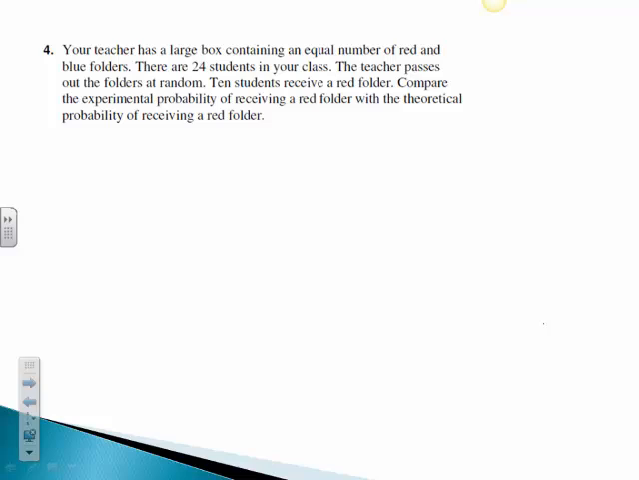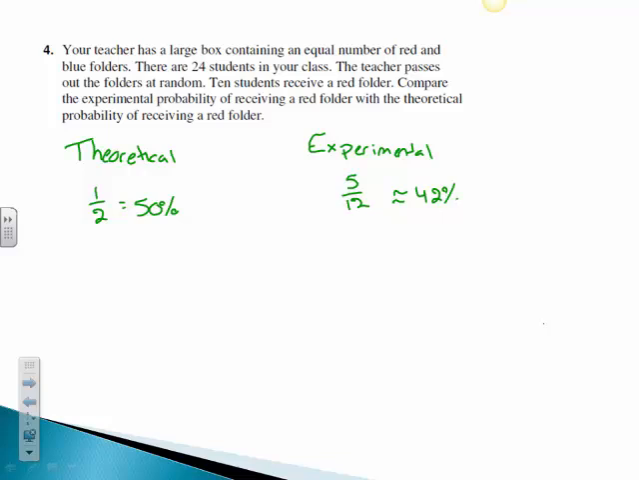Okay, on this example, you should have gotten that the theoretical probability is 1/2, which is 50%. But the experimental probability you should have gotten was about 5 out of 12, which is about 42%. If you don't know how I got those, let's go over it.